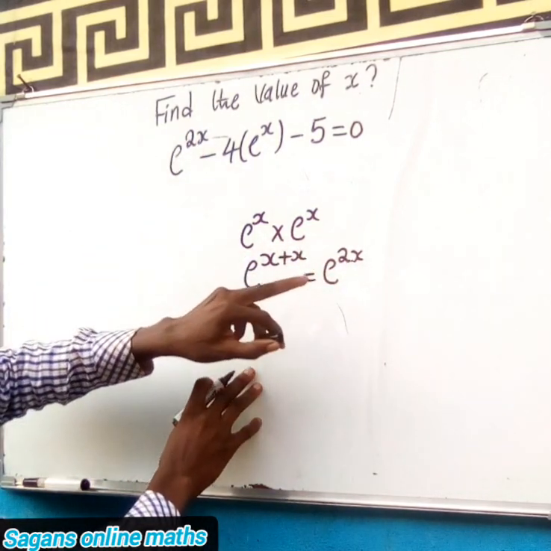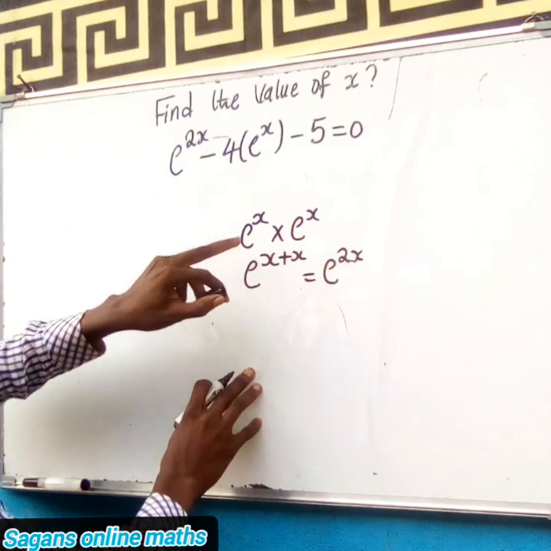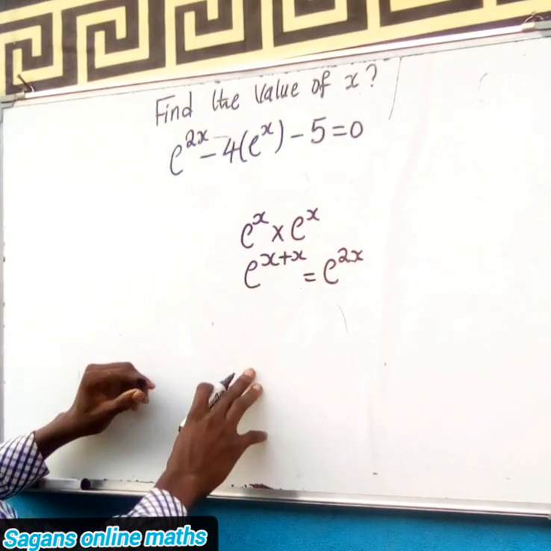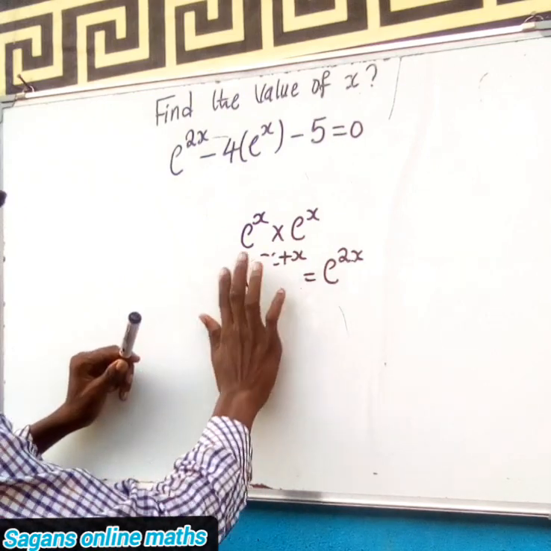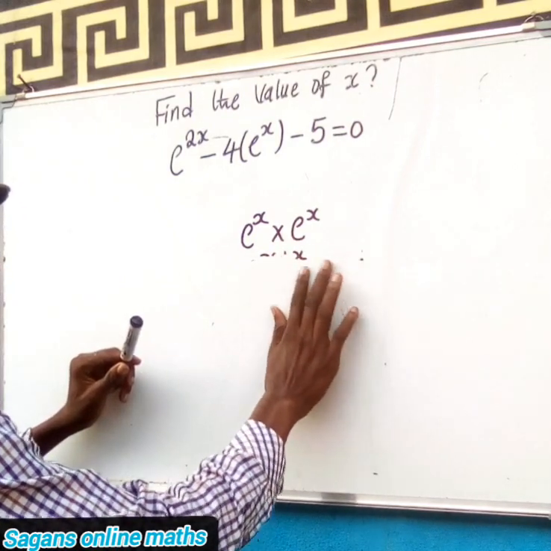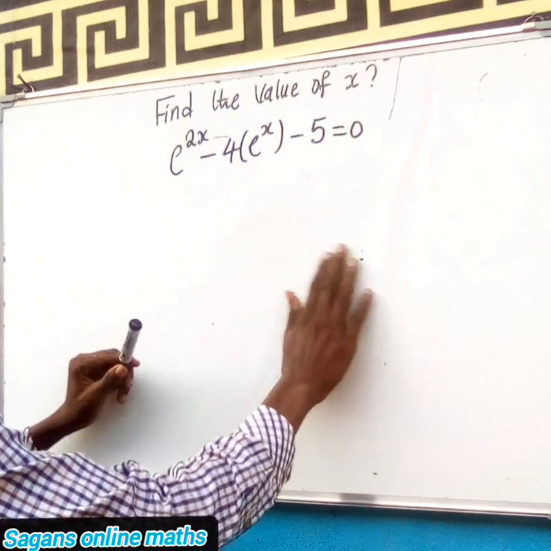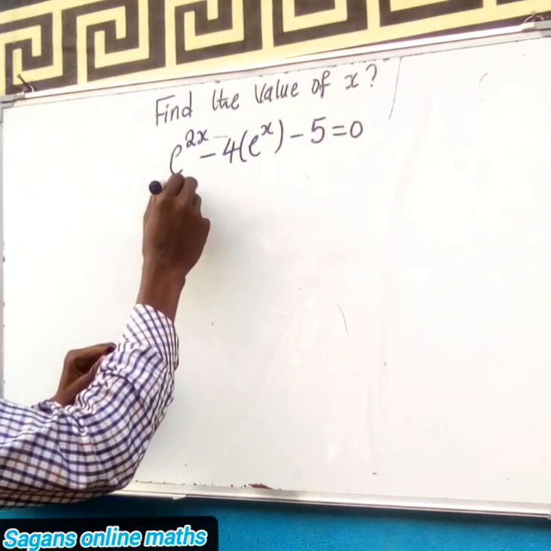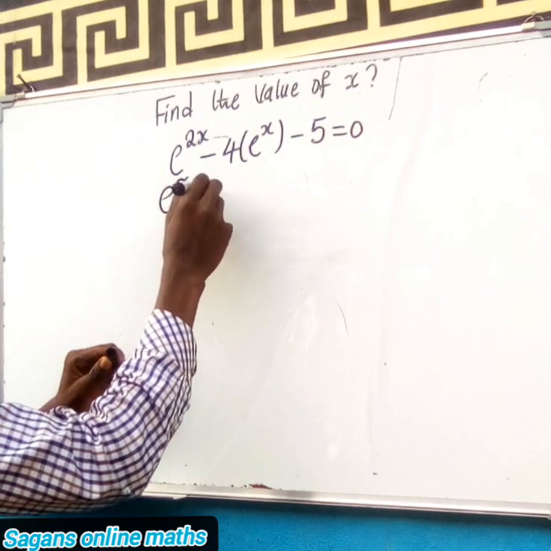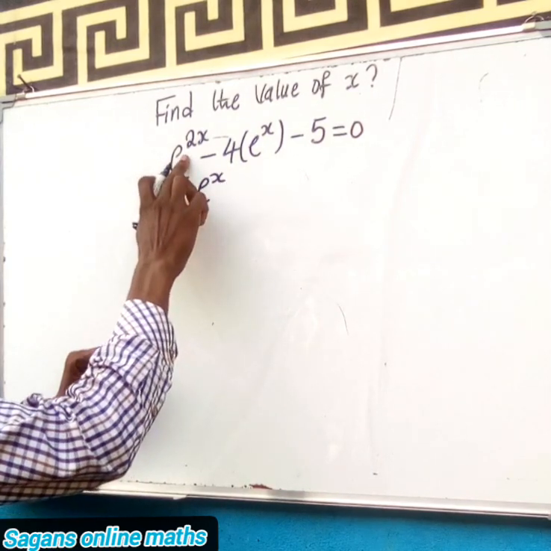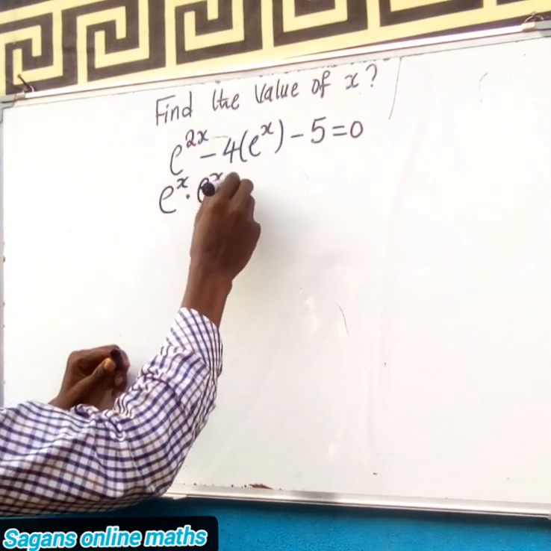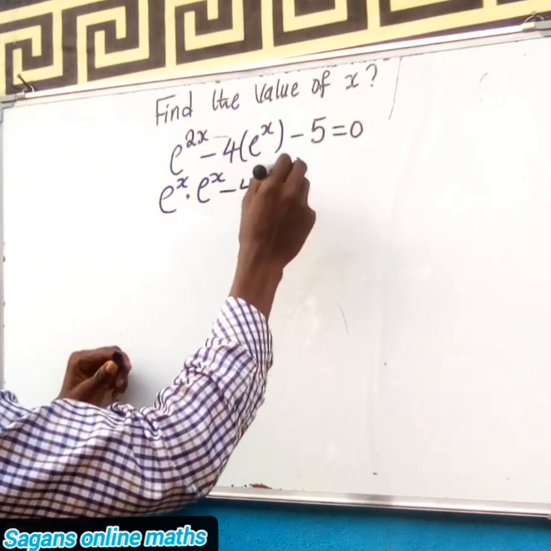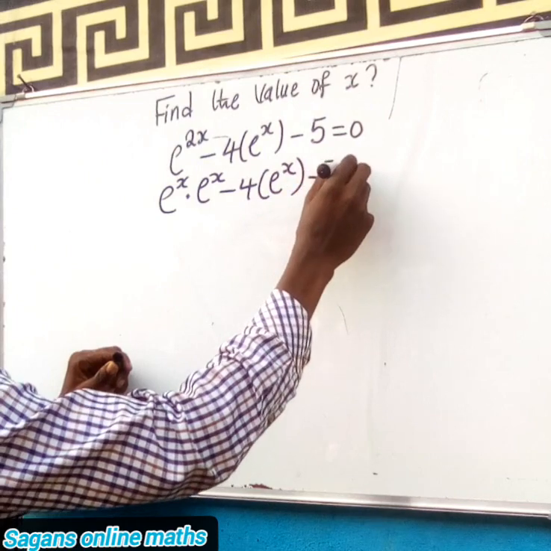So that means I can express e to the power of 2x as e to the power of x multiplied by e to the power of x. You can see how simple it is. So I can remove this and write it as e to the power of x multiplied by e to the power of x, minus 4 into e to the power of x, close the parenthesis, minus 5. All this equals 0.